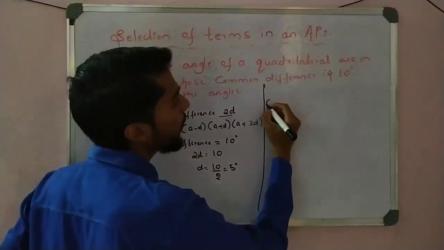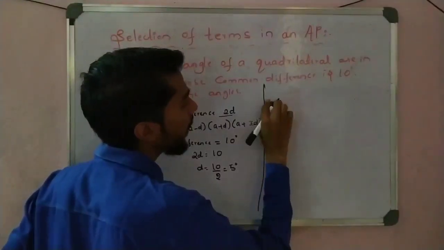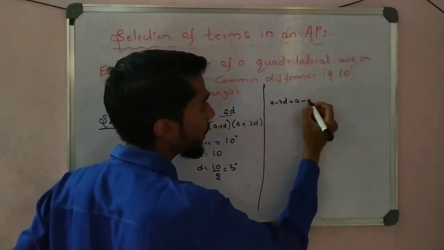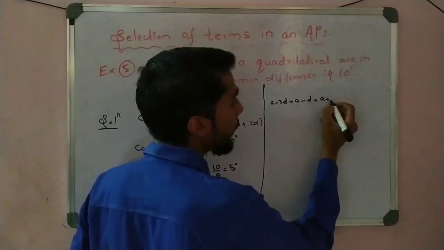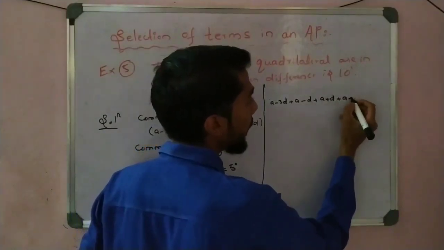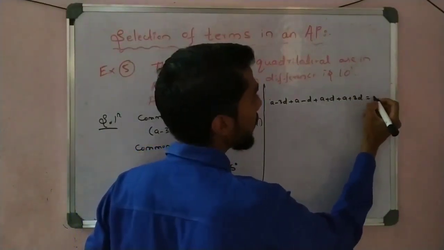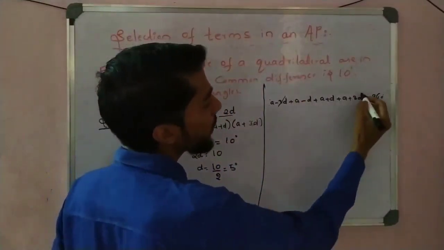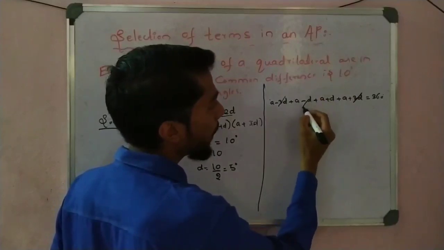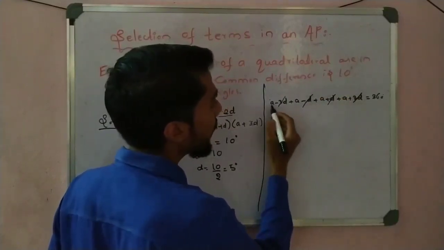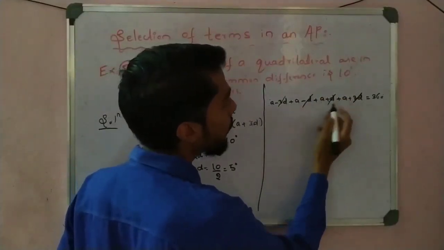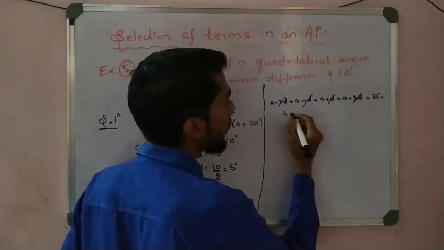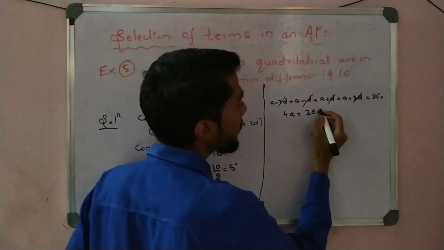Okay. So one is a minus d, I remove the bracket: a minus d plus a minus 3d plus a minus d plus a plus d plus a plus 3d is equal to 360 degrees. So see here, minus 3d plus 3d cancel, minus d and plus d cancel. So we get a, 2, 3 and 4, so 4 times a is equal to 360 degrees.